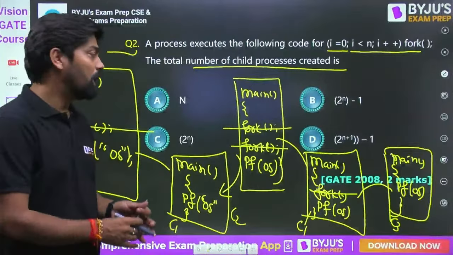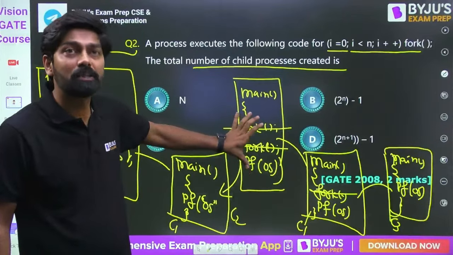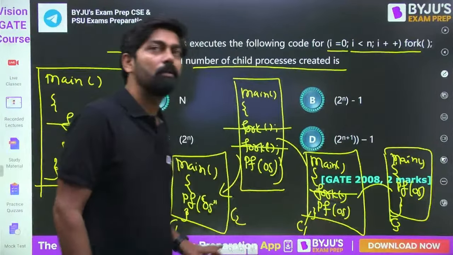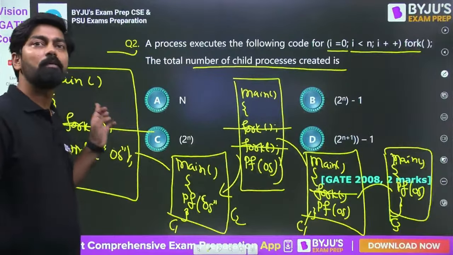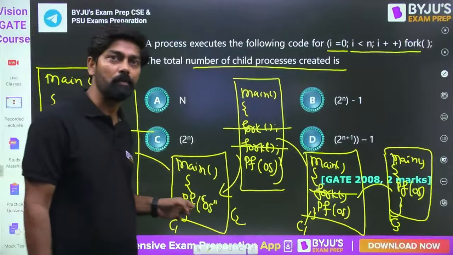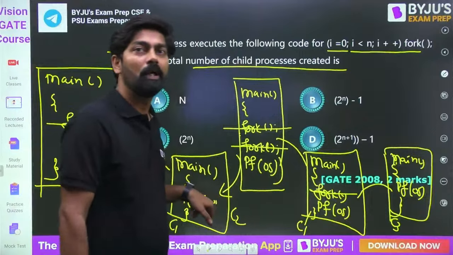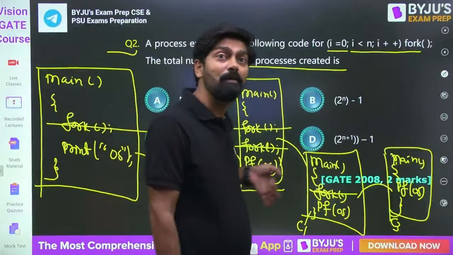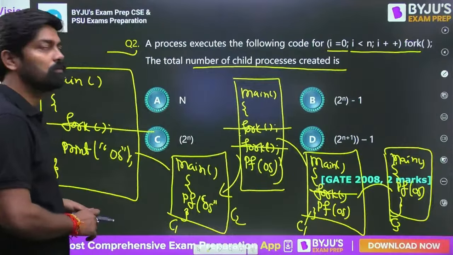So how many fork system calls? Two fork system calls here. So how many child processes are there? 1, 2, 3. If we have one fork system call, we have one child process. If we have two fork system calls, we have three child processes. Are you getting my point? So which formula is verified? Can you please let me know?